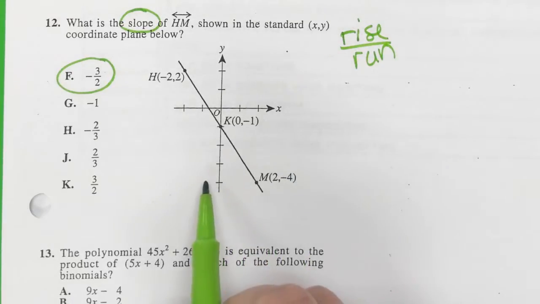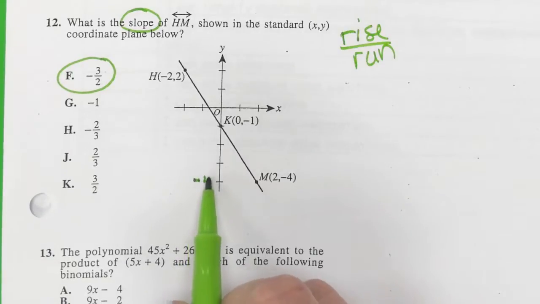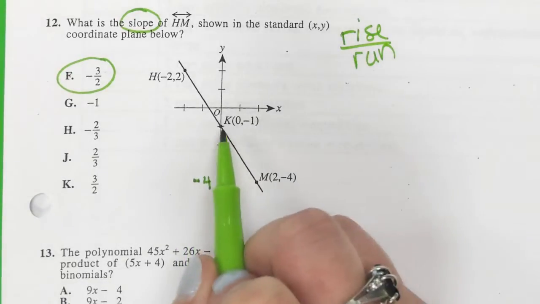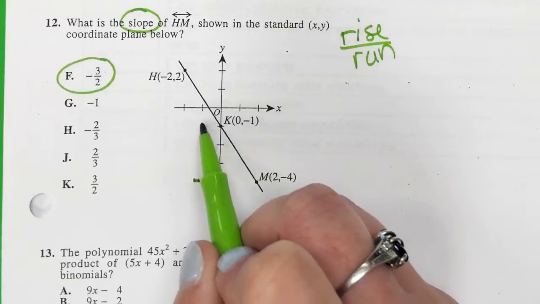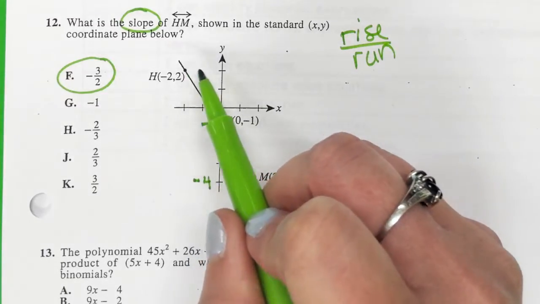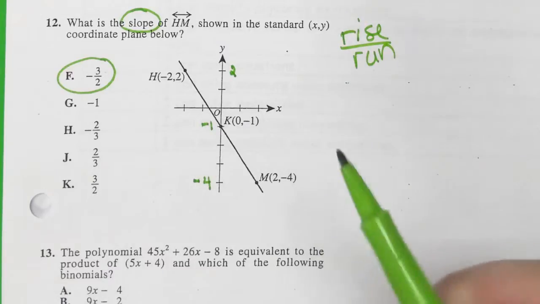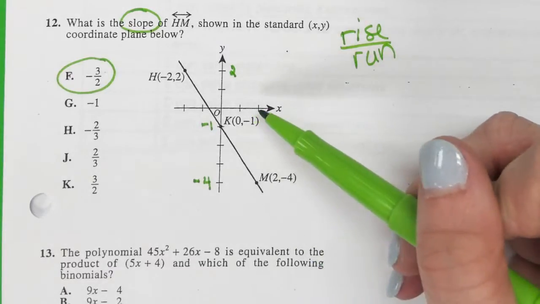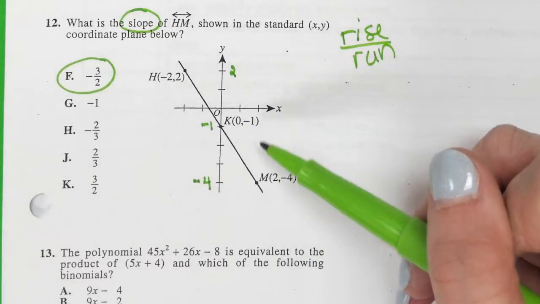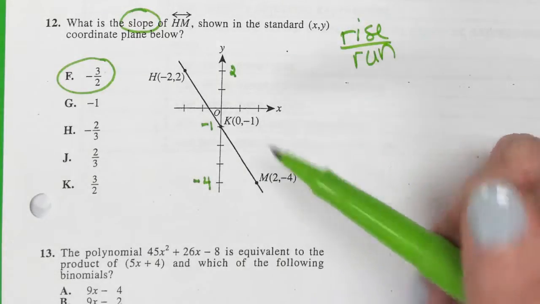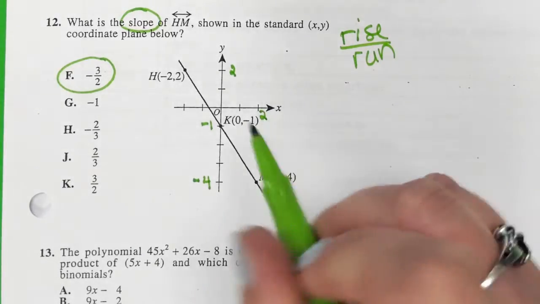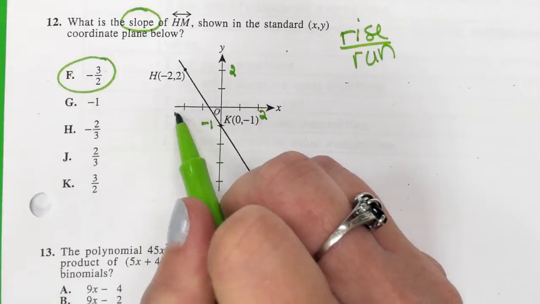-4. So what's this point right here? -4. Okay? All right, what's this point right here? -1. And what's this point right here? 2. So what about your x's? How do you know what x value this is right here? Look at the point. What point is that? What's the x value? 2. Which means this one is negative 2.